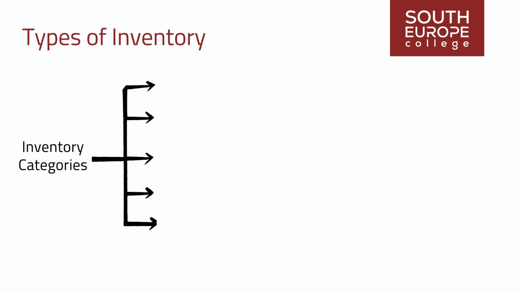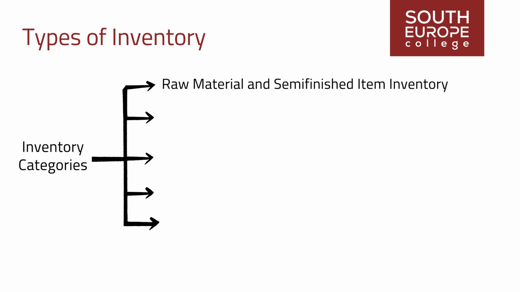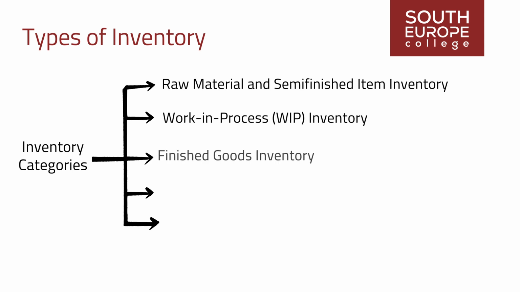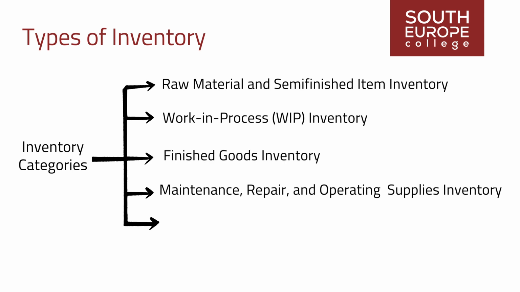The 5 primary categories of inventory are raw material and semi-finished item inventory, work in process (WIP) inventory, finished goods inventory, maintenance, repair and operating (MRO) supplies inventory, and pipeline or in-transit inventory.